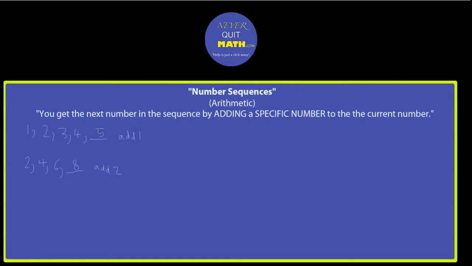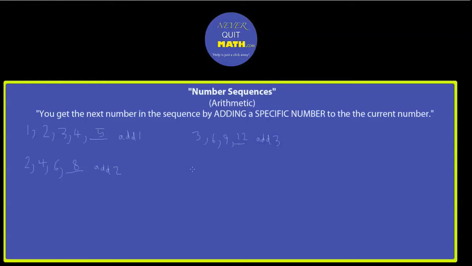Let's try another sequence. Let's move over here. 3, 6, 9, space. What do we think is next? Think about it. Well, it's actually 12. All we're doing is adding 3 every single time. So 3 plus 3 is 6. 6 plus 3 is 9, and so on and so forth. So this sequence, we basically add 3.